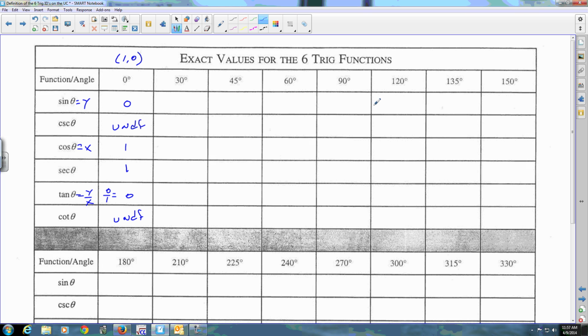Okay, let's jump out here to, I don't know, 210 degrees. If you want, write the coordinate at 210. 210, now if you see it, it's right down there. So that's going to be negative square root of 3 over 2, negative a half. Sine is your y value. Your y value is negative a half. The reciprocal of that is negative 2, and so on. Okay, so you're going to fill this whole thing out using the coordinates you know off the unit circle and the definitions of the 6 trig functions on the unit circle.